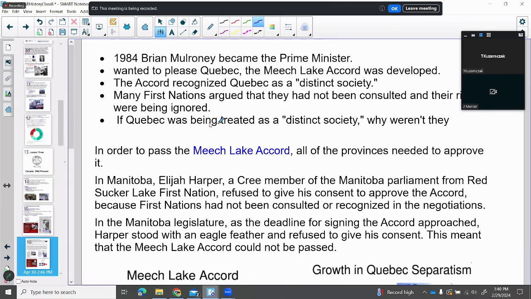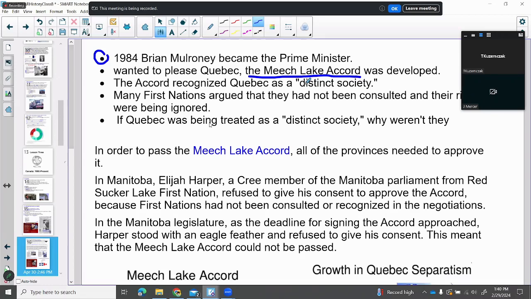So 1984, Brian Mulroney became the prime minister. And in order to strike an agreement to please Quebec, this is what he proposed. He wanted to please Quebec, so he said he will develop something, and that development was the Meech Lake Accord.